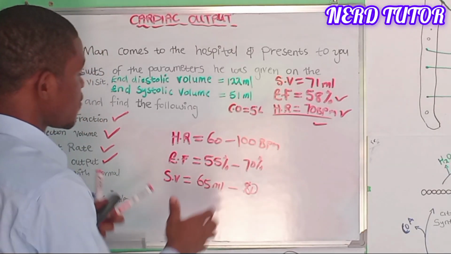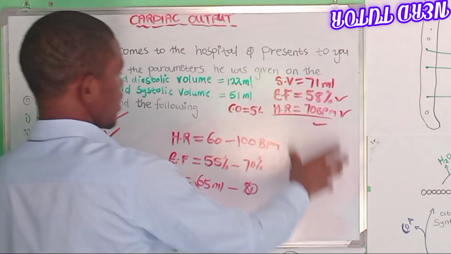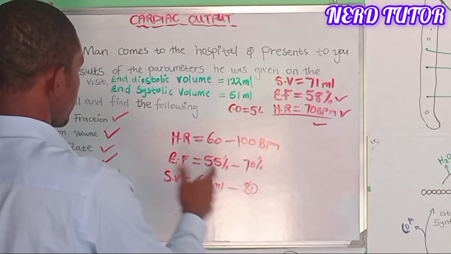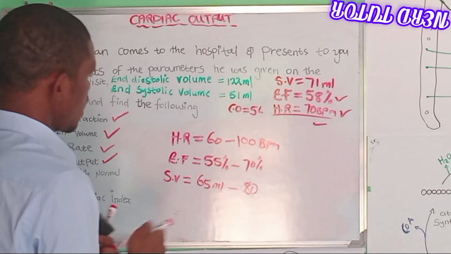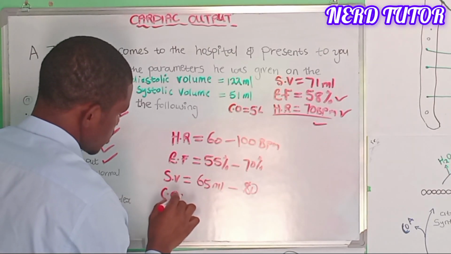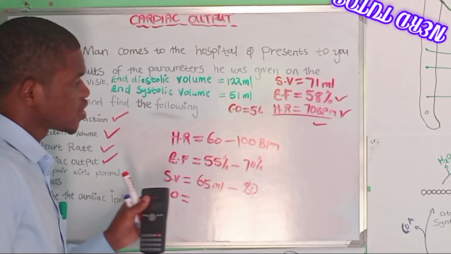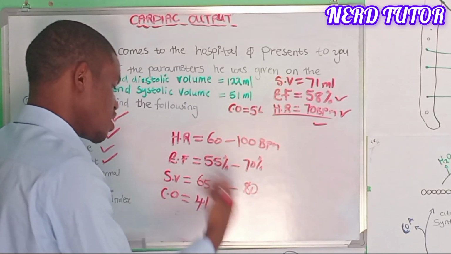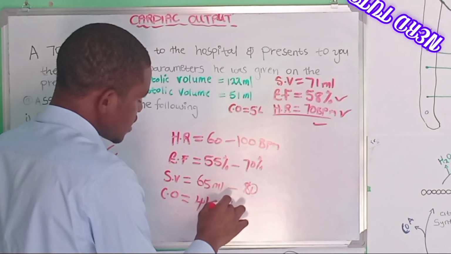So now we have compared everything here that we have. What are we having next? What are we comparing? The cardiac output, because we solved for it. The normal range for cardiac output is from 4 liters per minute to about 8 liters.